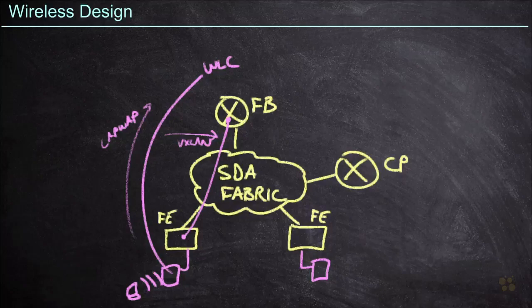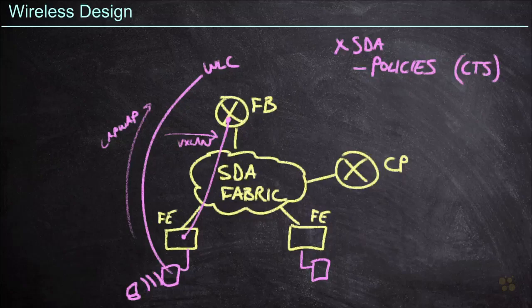Here are the downsides to this. If we're not integrating into SDA, then we're not going to have the same policies between our wired and wireless clients. Remember, we are leveraging Cisco TrustSec for security policy inside the SDA framework. And because these clients would show up as if they were attached logically to the wireless LAN controller, thanks to our tunneling mechanism, these policies would not apply to our wireless clients.